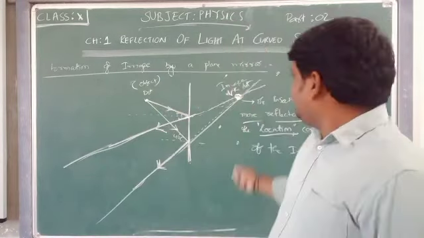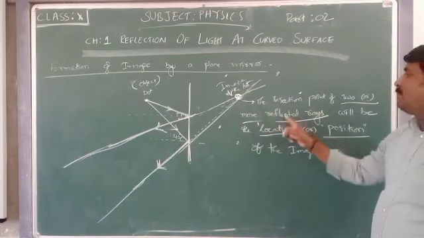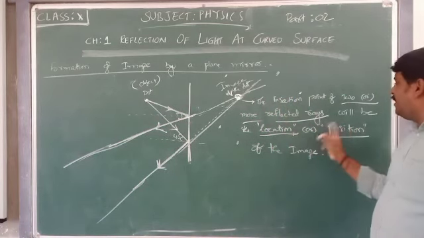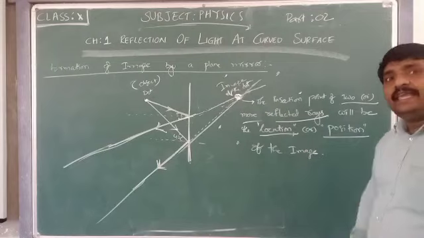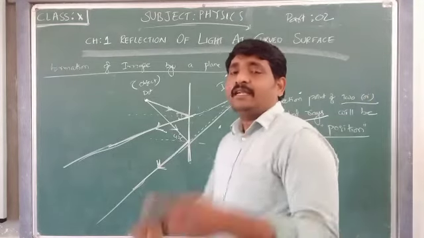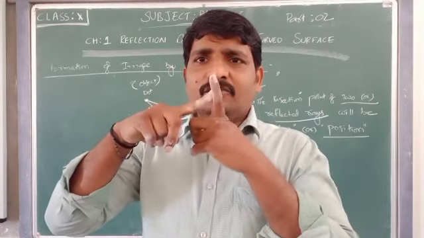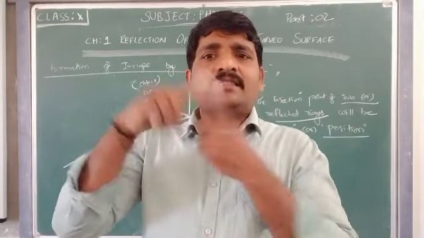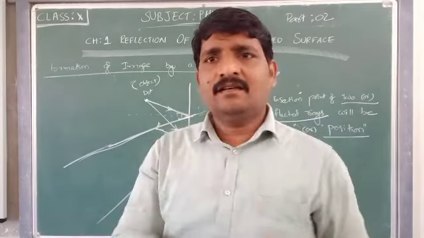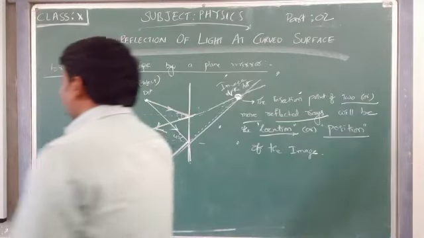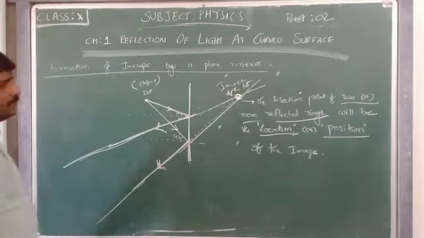So the main statement is the intersection point of two or more reflected rays will be the location or the position of the image. That is the main key point you have to keep in mind. Wherever the two reflected rays get intersected, that is the location of the image. Simple. This is the main concept.